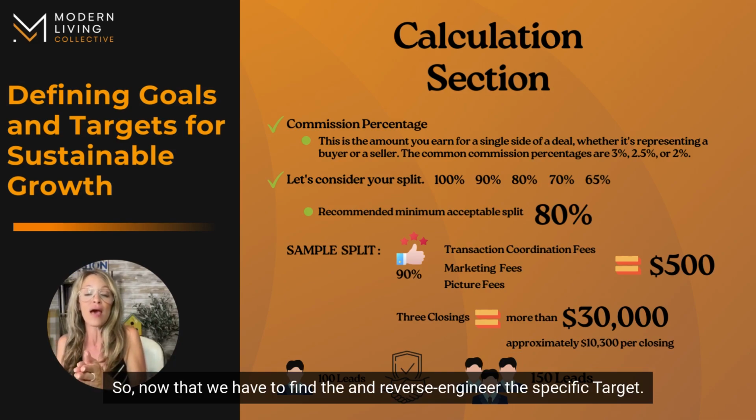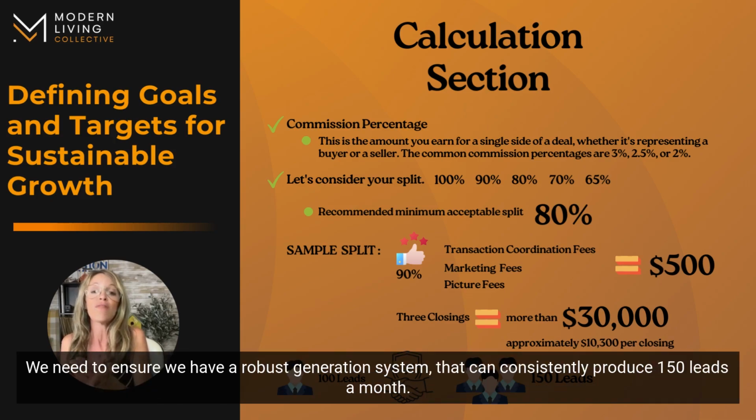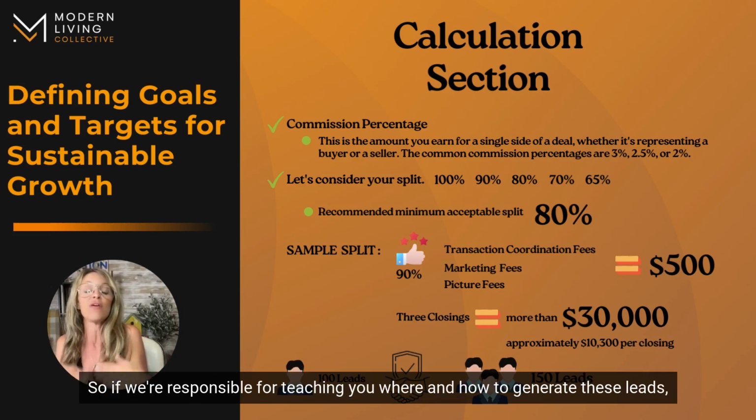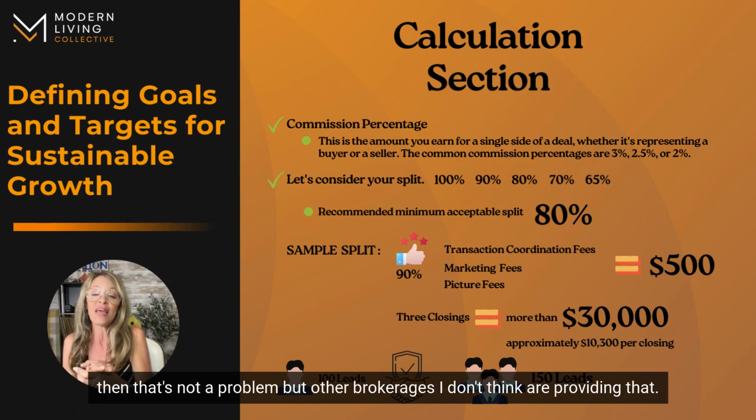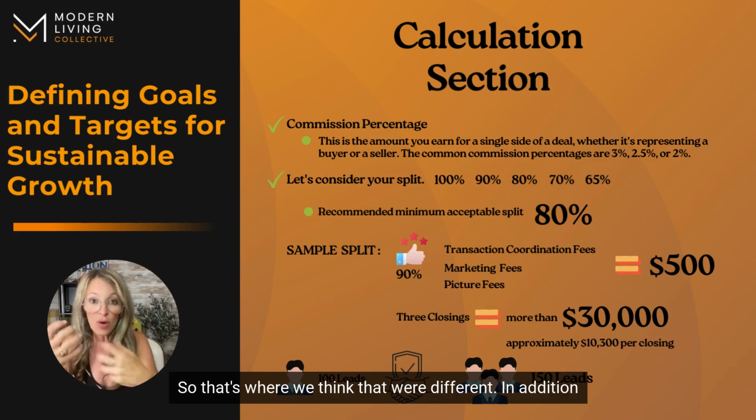Now that we have defined the goal and reverse engineered the specific targets, we need to ensure we have a robust lead generation system that can consistently produce 150 leads a month. If we're responsible for teaching you where and how to generate these leads, then that's not a problem. But other brokerages, I don't think, are providing that. So that's where we think that we're different.